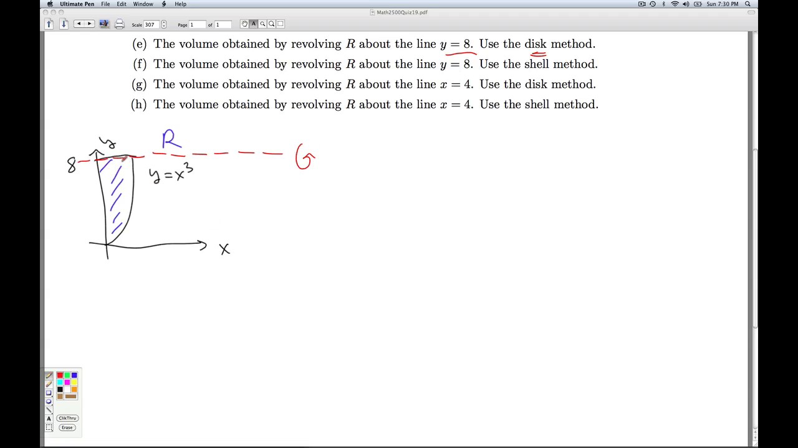So, to use the disk method, I chop up the axis that's parallel to the axis of revolution, so that would be the x-axis. And we already know this is going to go up to x equals 2. I draw in my representative rectangle here, and when I swish that around the line y equals 8, I get an honest-to-goodness disk. I don't get a hole, I get an honest-to-goodness disk. So the volume of a representative disk is pi times the radius squared times the thickness.